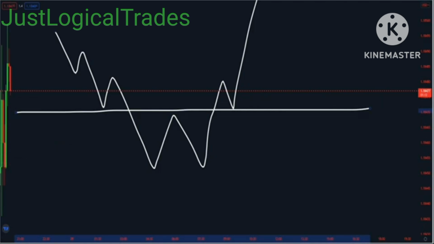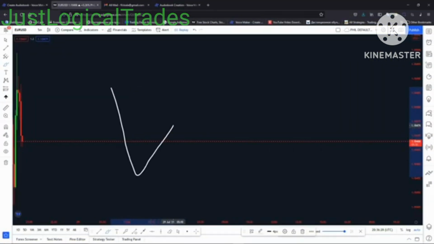You can trade this chart pattern strategy on any time frame. However, the bigger the time frame, the bigger the potential profit. Moving forward, we're going to discuss what makes a good reversal.